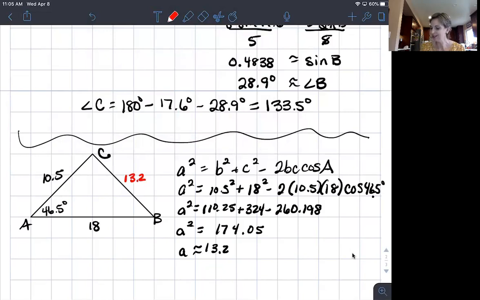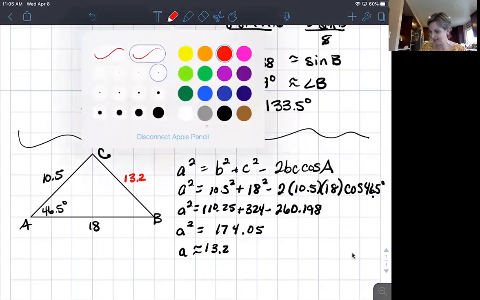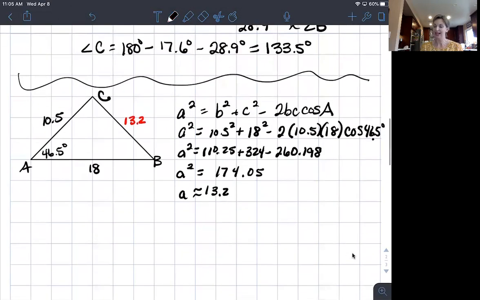Okay. Now we have some options, right? We know an angle-side pair now. So you could, if you wanted to, continue to solve this triangle using the law of cosines. You could use the law of cosines to solve for angle C or angle B. Or you can now switch to the law of sines to solve for angle C or angle B. I think the law of sines is a little bit easier. So let's do the law of sines. I want to solve for angle B next. I'm going to use the law of sines.